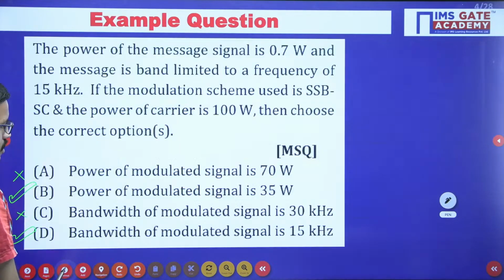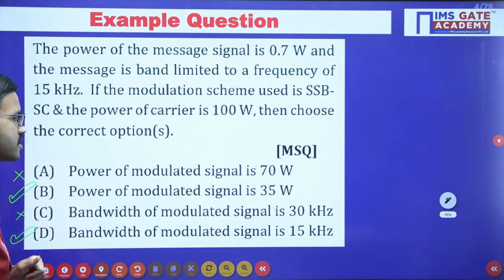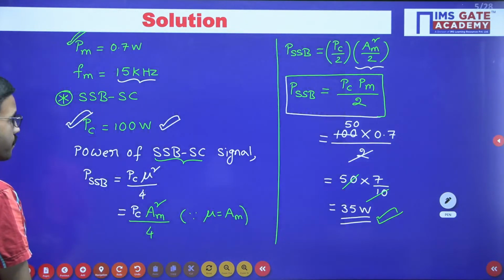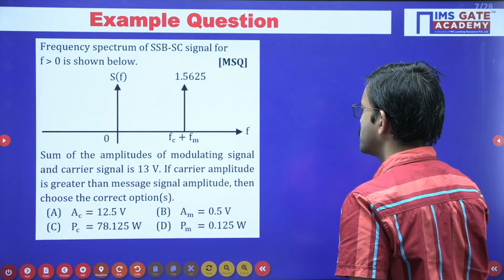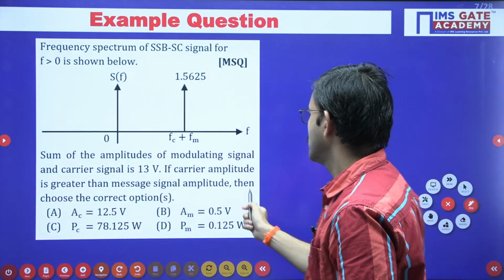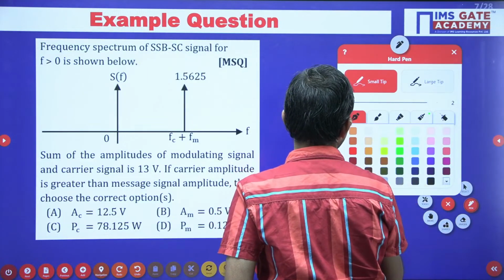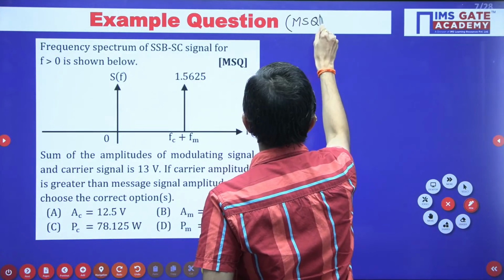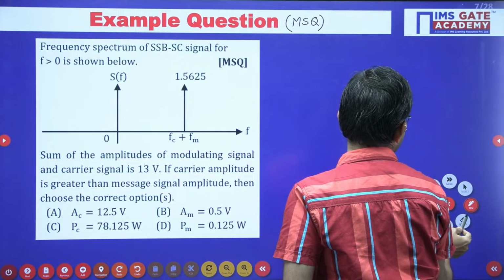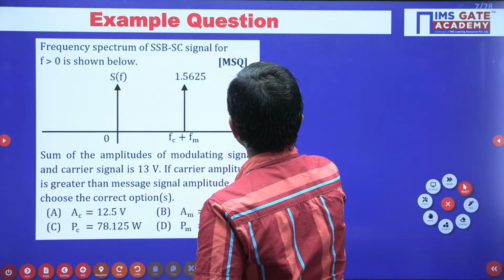So for this question, the actual answer is option B and option D, but if they have mentioned DSB-SC instead of SSB-SC, then option A, option C you can choose. Yeah, next question, all of you give a try. This is also an MSQ question. Choose the correct option or options. So this is also an MSQ question. Yeah, it is already mentioned here, it is MSQ.